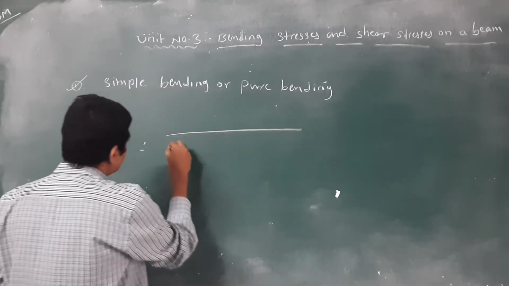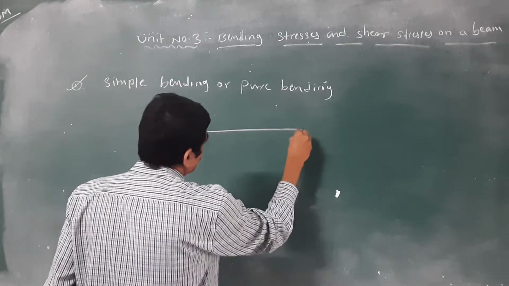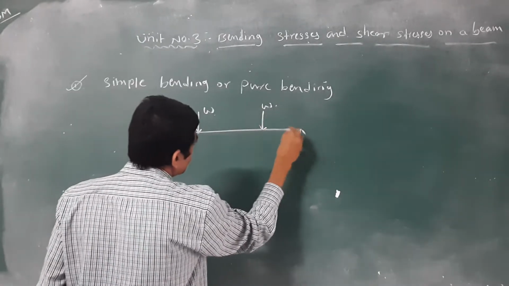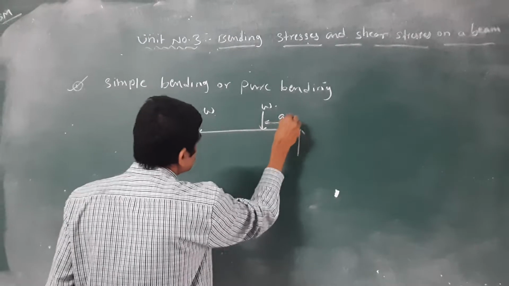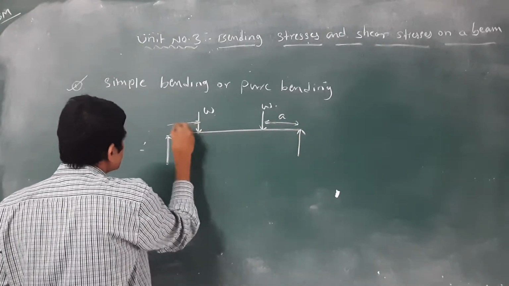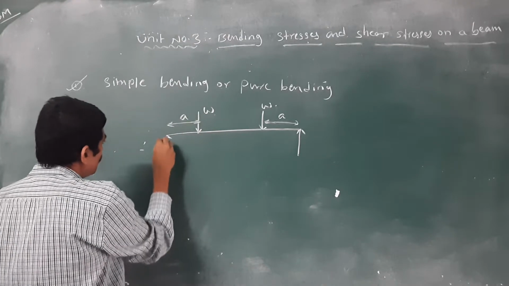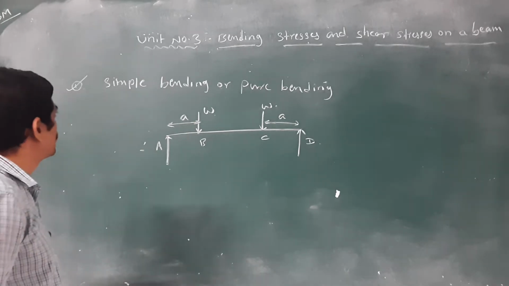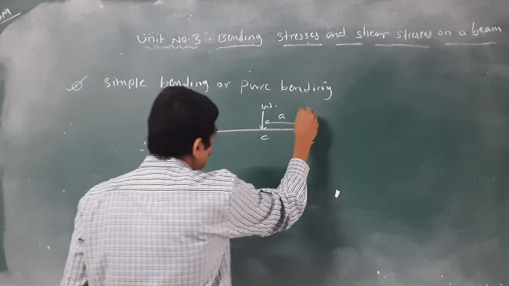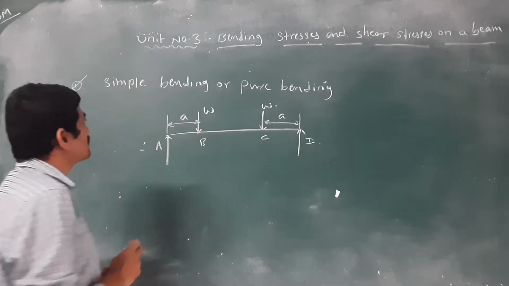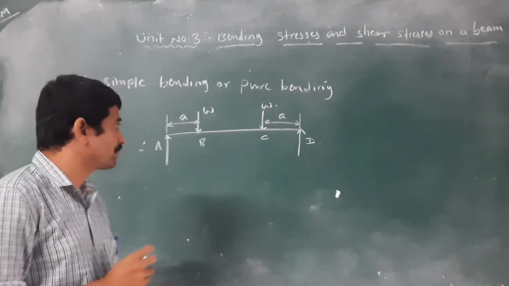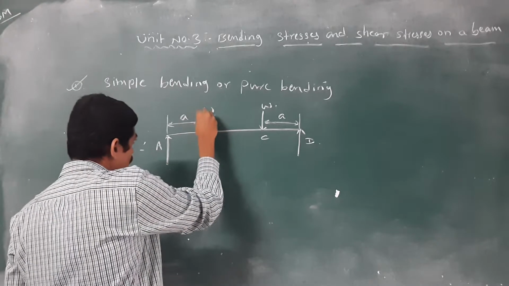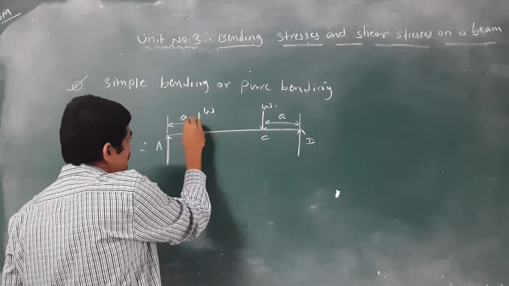I will consider one simply supported beam having the load W at a distance A from each support. I will write here A, B, C and D. With the help of that example, you can remember the definition of simple bending or pure bending. Here I have considered one simply supported beam having the load W at a distance A from each support.